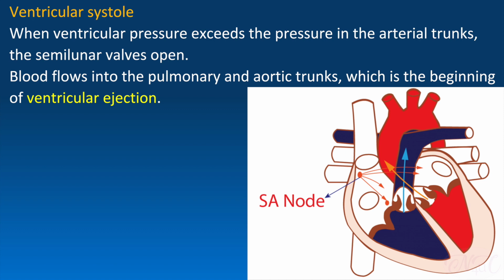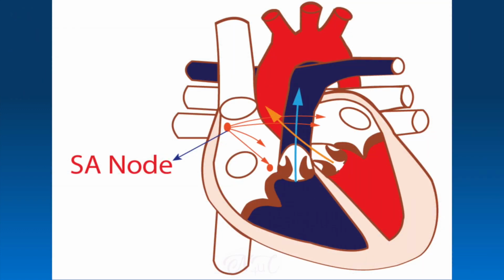When ventricular pressure exceeds the pressure in the arterial trunks, the semilunar valves open. Blood flows into the pulmonary and aortic trunks, which is the beginning of ventricular ejection. The ventricles then contract isotonically, meaning their muscle cells shorten and there is a near constant production of tension. When a peak is reached, ventricular pressure gradually reduces near the end of ventricular systole.